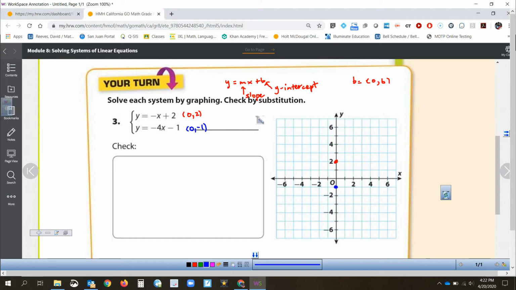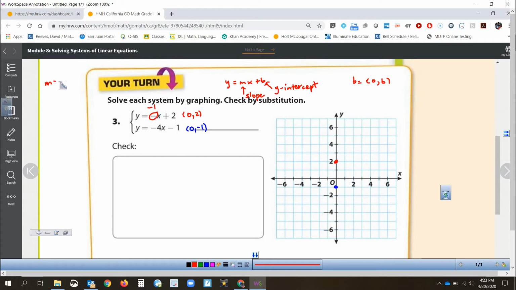But 1 point is not enough to graph a line. You need at least 2. It's always good to have more. And to get more points, that's where we use the slope. So right here in front of the x, that's going to give us the slope. Now, m should be a number. When all you see is a negative sign, that means we actually have a slope of negative 1.